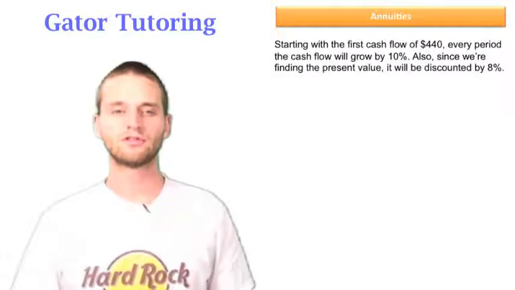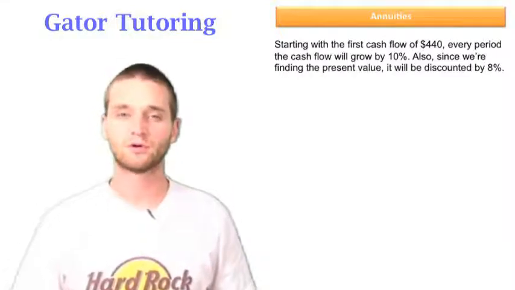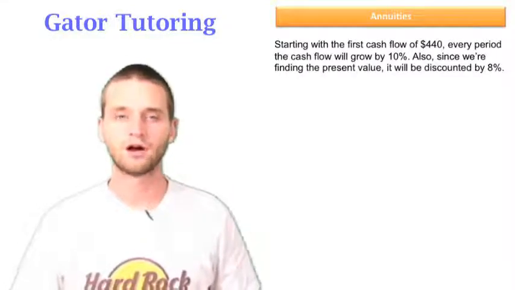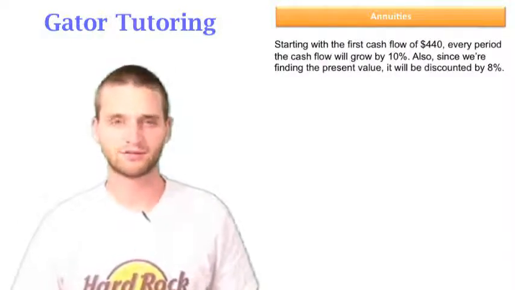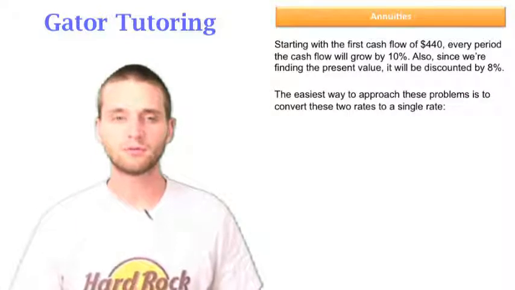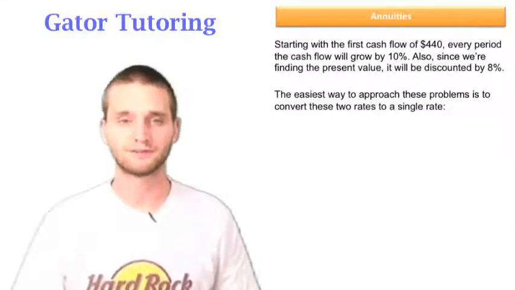So starting with the first cash flow of $440, every period the cash flow will grow by 10%. Also, since we're finding the present value, it will be discounted by 8%. So the easiest way to approach these problems is to convert these two rates into a single rate.